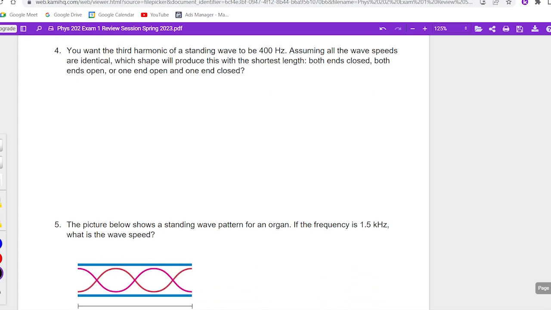Number 4. You want the third harmonic of a standing wave to be 400 hertz. Assuming all the wave speeds are identical, which shape will produce this with the shortest length? Both ends closed, both ends open, or one end open and one end closed? This is a great conceptual question.